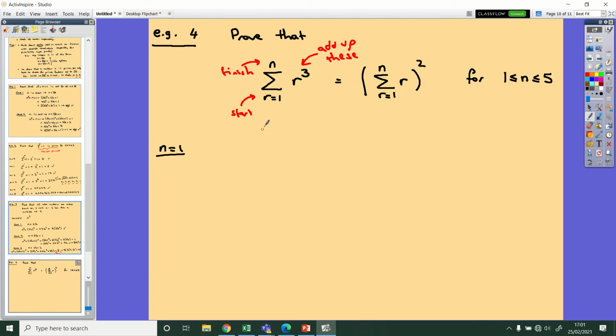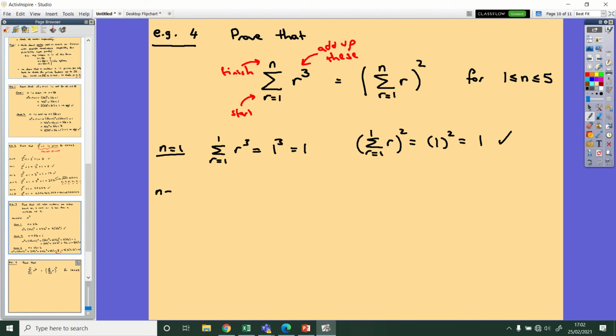On the left-hand side, we're starting with r is 1, and we're finishing where we started at 1. So let's write this: r is 1 to 1 of r cubed. Well, that's just 1 cubed. There's only one term in that sum. Now that's 1, and I'm hoping it's the same on this side. So the sum from 1 to 1 of r, all squared. Well, in the bracket is just one term, and that's 1. I square that and I get 1, and we're good.